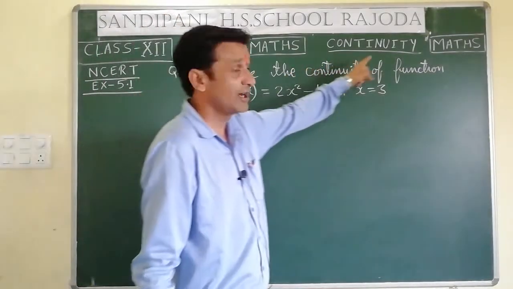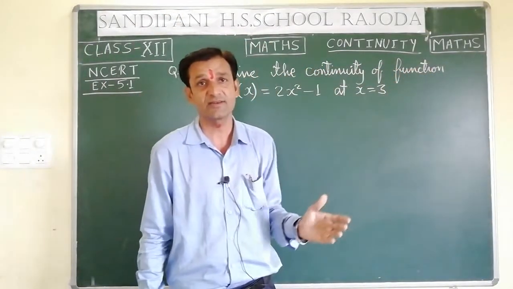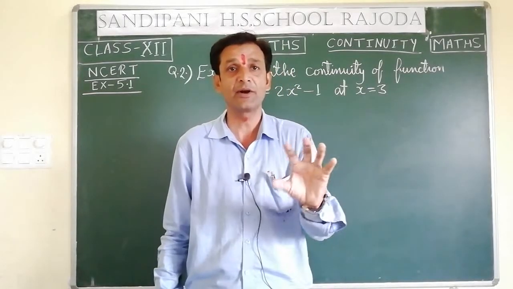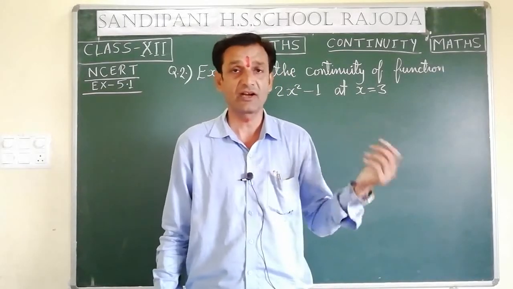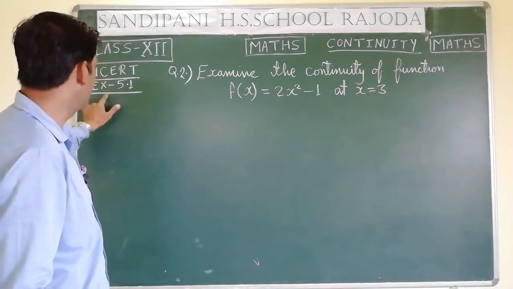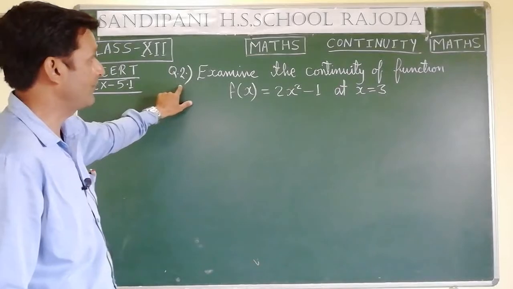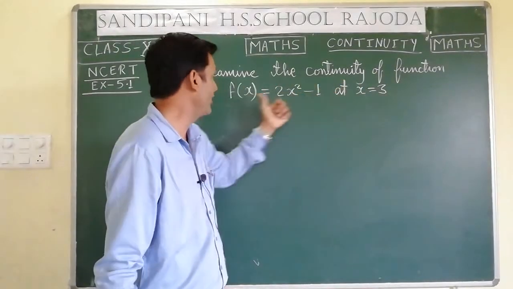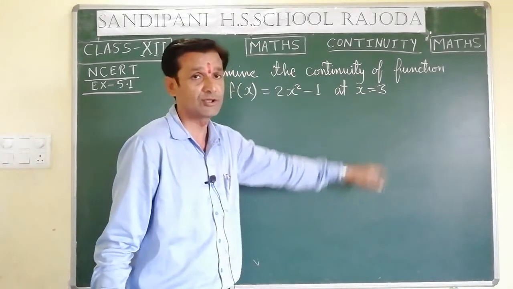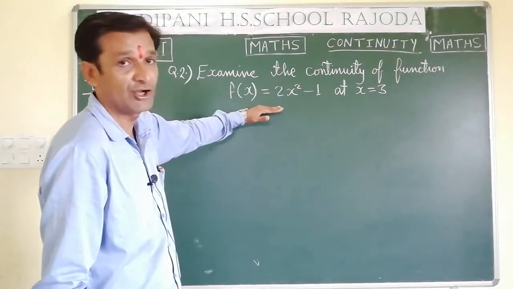Our topic's name is continuity. Yesterday we discussed how to find the continuity at any particular point for any function. So here the question is related to NCERT exercise 5.1, question number 2. Examine the continuity of the function f of x is equal to 2x square minus 1 at x is equal to 3. Here we have to discuss the continuity.